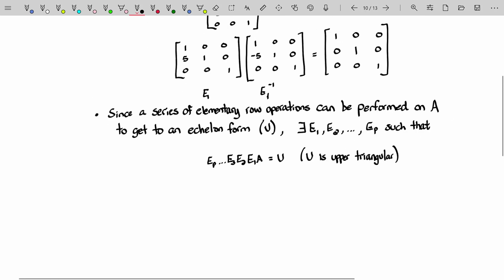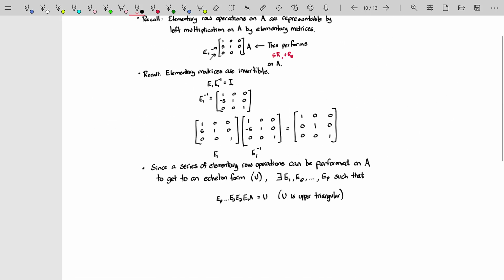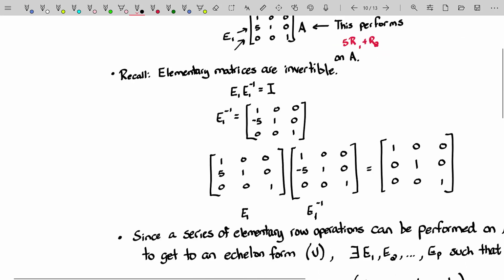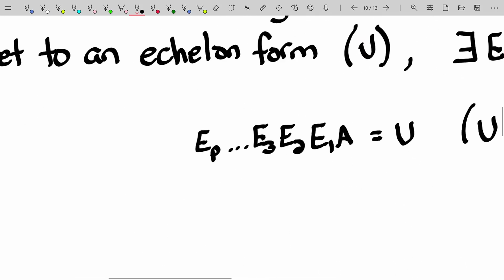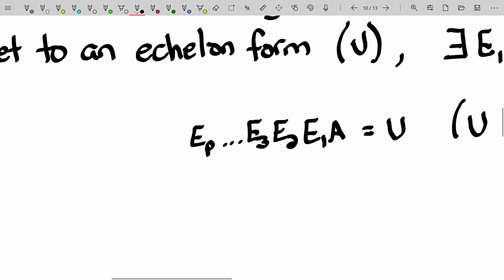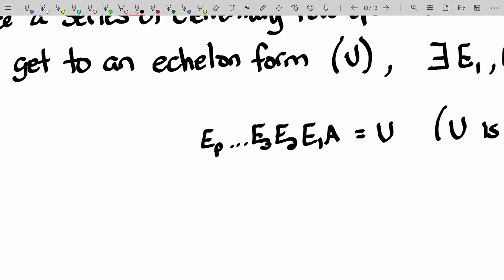Now we're going to combine a couple of things here. The fact that we know elementary matrices are invertible means that each of those elementary matrices that we multiplied against A have inverses. In fact, just for the moment, I'm going to call this product right there E, just to keep the notation easy.